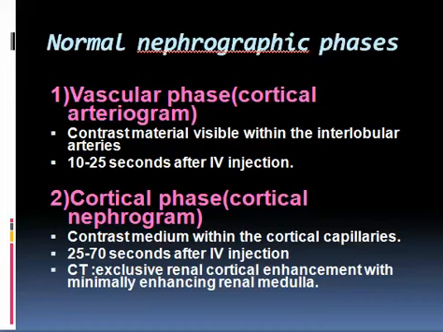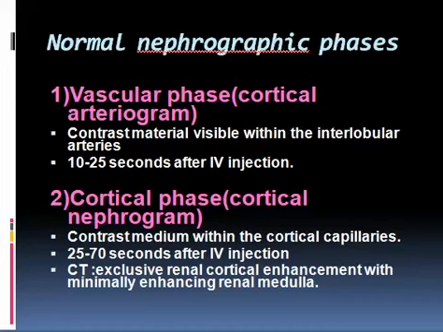Normal nephrographic phases. After you give contrast, the contrast will perfuse the cortices since they contain the glomeruli, and this will result in what we call the vascular phase or the cortical arteriogram. This contrast material is visible within the interlobular arteries and within the main glomeruli. It is apparent 10 to 25 seconds after intravenous injection and is seen as semilunar, thick, dense, enhancing parenchyma representing the cortex.